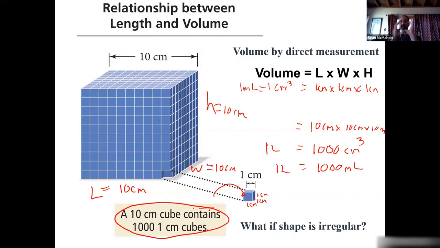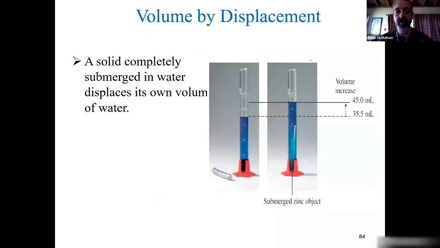So if you have a perfect cube, you can take a ruler, measure it out, and do the volume using length times width times height. And you can use what's called a direct measurement. But what if it's not a perfect cube, or it has an irregular shape? What do I do then if I can't use a direct measurement? We can do volume by displacement.